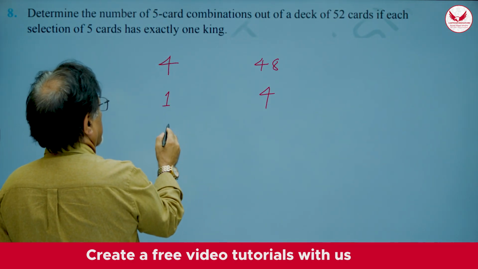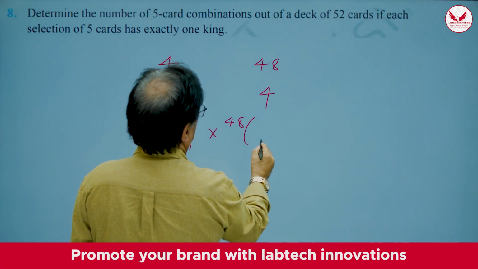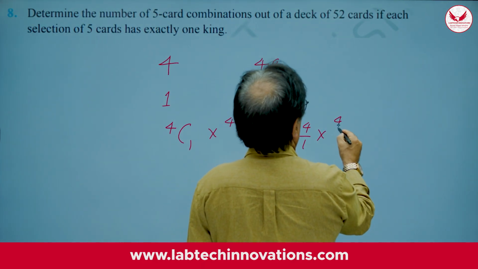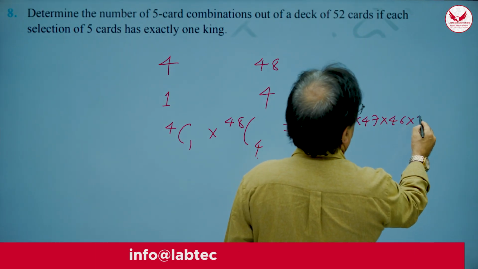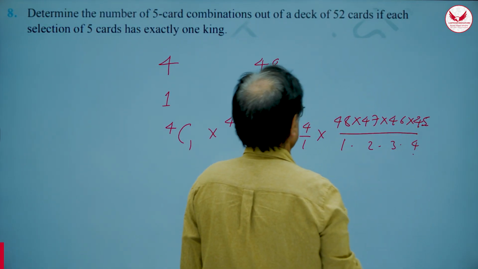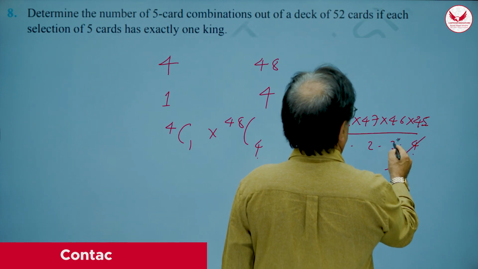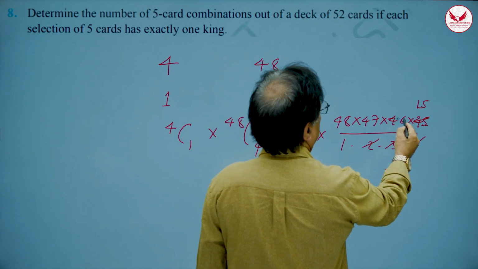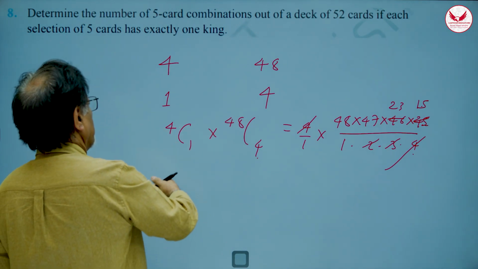So out of 4 kings, I have to select 1. That can be done in 4C1 ways. And out of remaining 48 cards, I have to select 4. So that gives me 4 upon 1 multiplied by 48 into 47 into 46 into 45 divided by 1, 2, 3 and 4. Correct? So I'll cancel this 4 with this 4, right? And then I will cancel this 3 with 45. So that is 15 here, right? And this 2 I can cancel with this, so it is 23. And if you multiply these numbers, you will get your final answer. Okay? So that is the end of this problem.